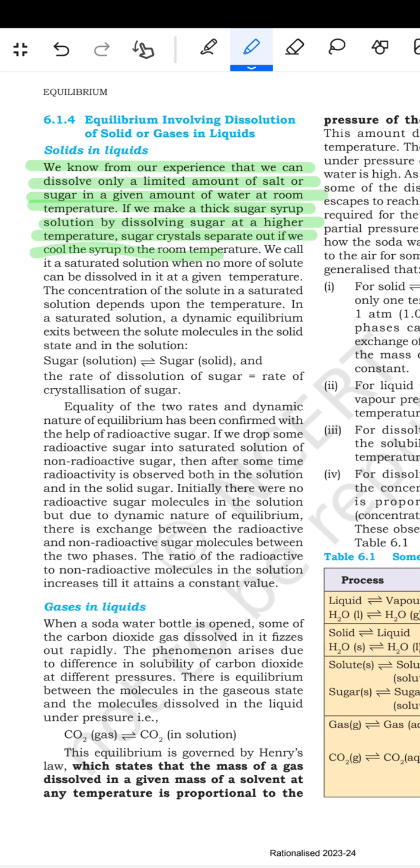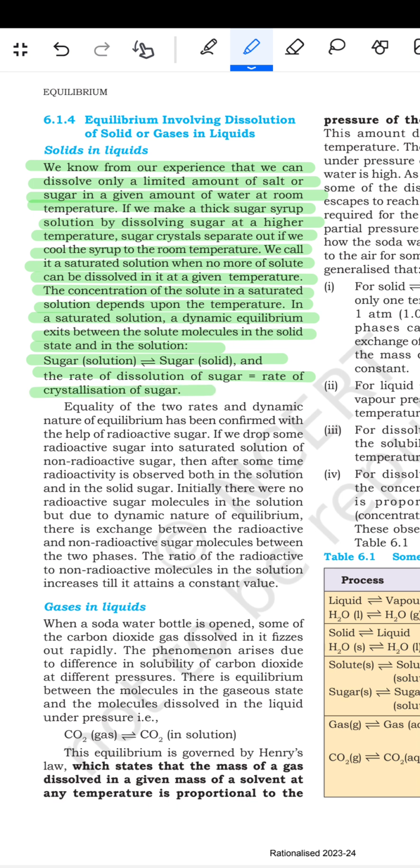If we cool the syrup to room temperature, we call it a saturated solution when no more of the solute can be dissolved in it at a given temperature. The concentration of the solute in a saturated solution depends upon the temperature. In a saturated solution, a dynamic equilibrium exists between the solute molecules in the solid state and in the solution. Sugar solution ⇌ sugar solid, and the rate of dissolution of the sugar is equal to the rate of crystallization of the sugar.